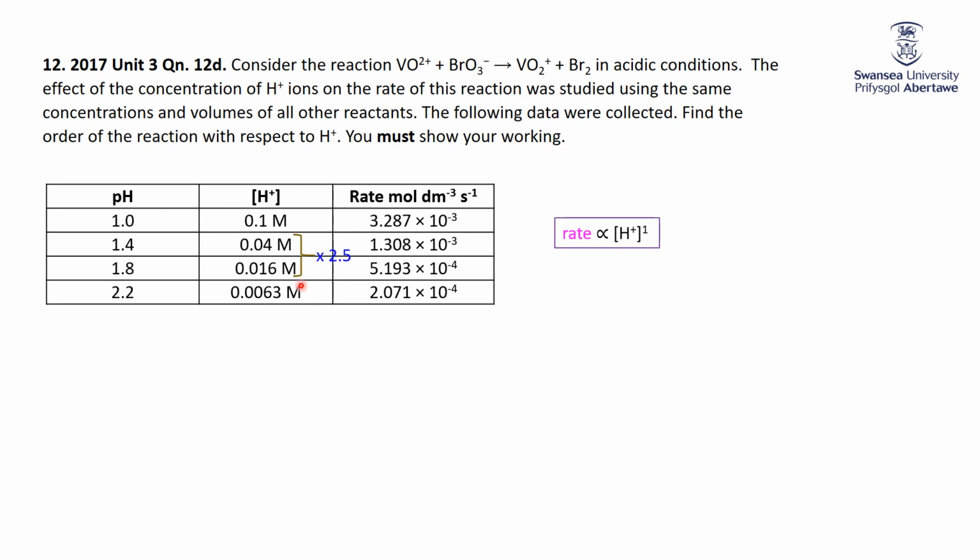Let's look at these ones. Another nice little easy times 2.5, going from 0.016 to 0.04. What's the relationship going from 5.19 times 10 to the minus 4 to 1.308 times 10 to the minus 3? Again, it's that nice 2.5. And so again, that indicates rate is proportional to the H+ to the 1. So first order for the H+.